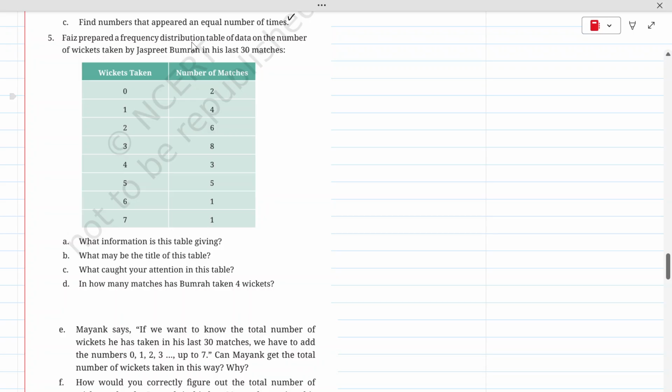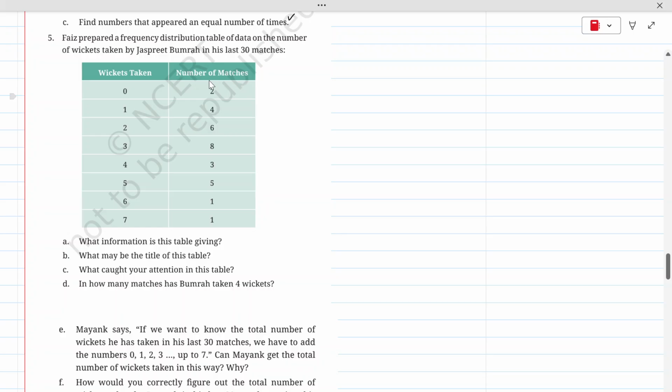Faiz prepared a frequency distribution table of data on the number of wickets taken by Jasprit Bumrah in his last 30 matches. So there is a boy called Faiz and he has prepared this frequency distribution table where we have two columns, wickets taken and the number of matches by Jasprit Bumrah, which is a cricketer, in his last 30 matches. Okay, so this is the information given to us where we have the wickets taken and the number of matches. How we have to read this data, kids?